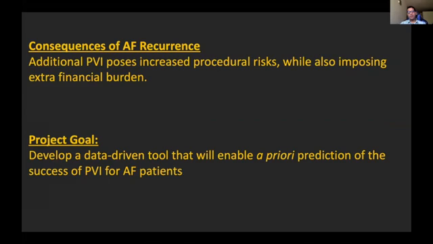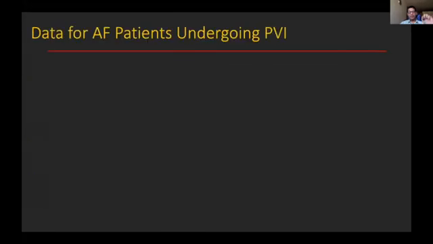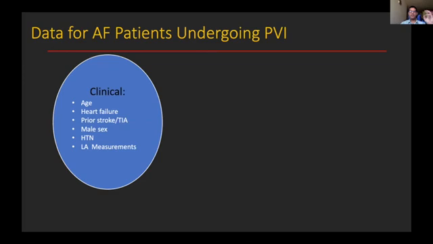So in order to address this issue, the goal of our project is to develop a data-driven tool that can help clinicians identify which patients will have successful PVI and which patients might not, so that they can manage the patients that might not have successful PVI differently. I just want to first put out the kind of data that we are dealing with here. First, for these patients, we have the clinical data.